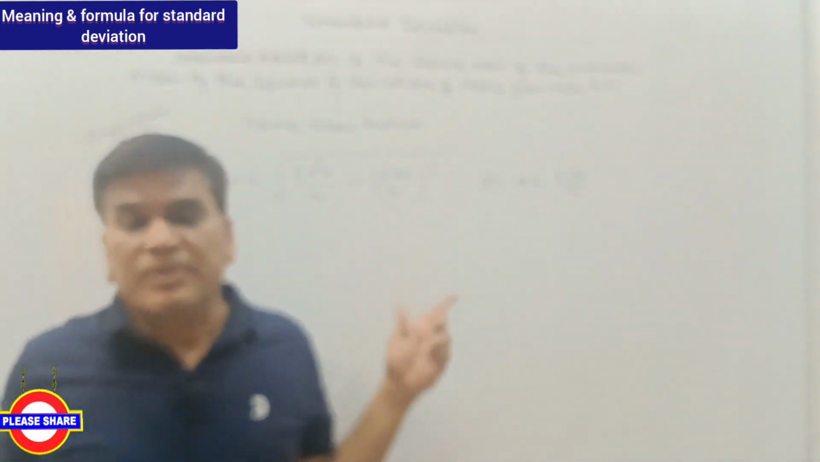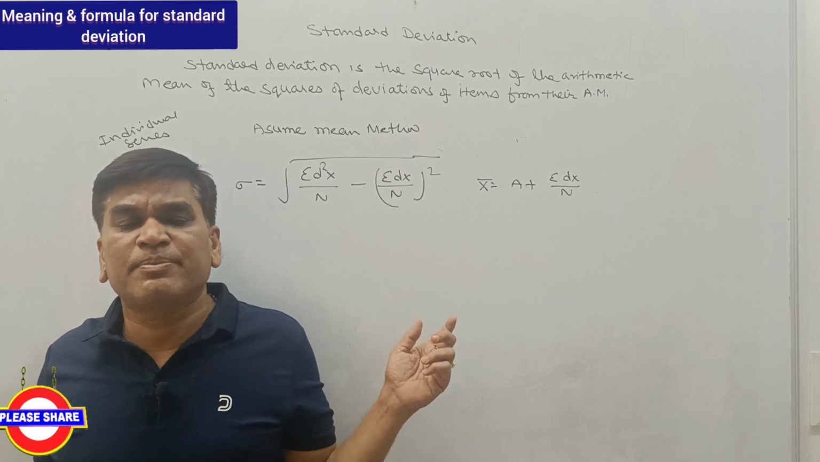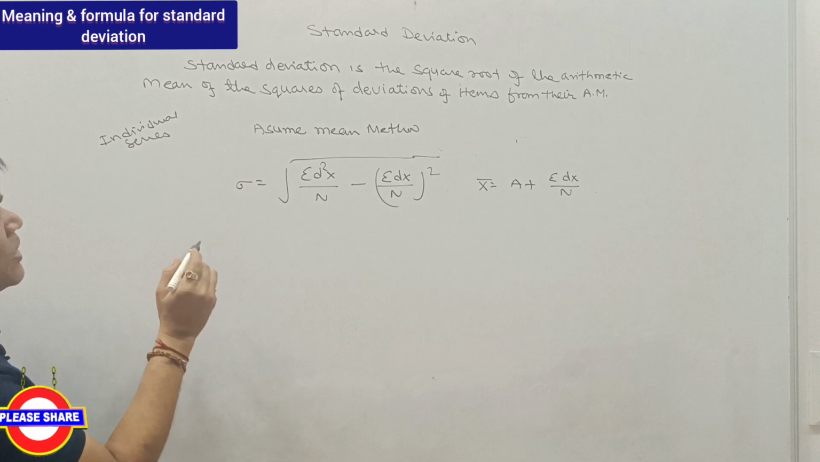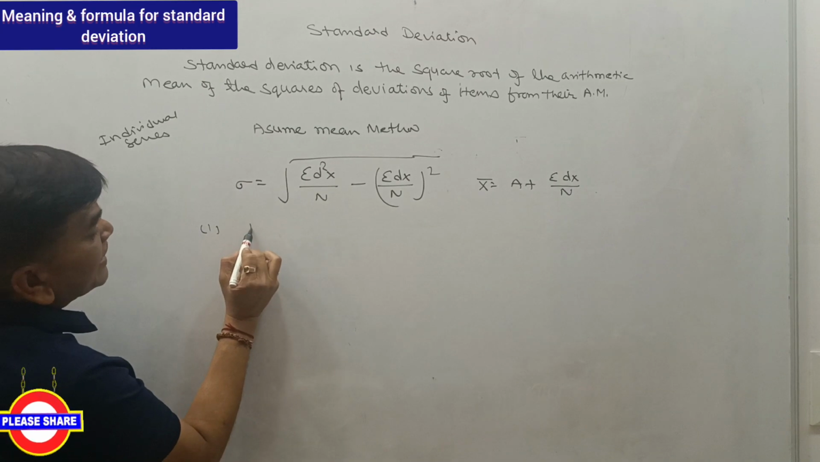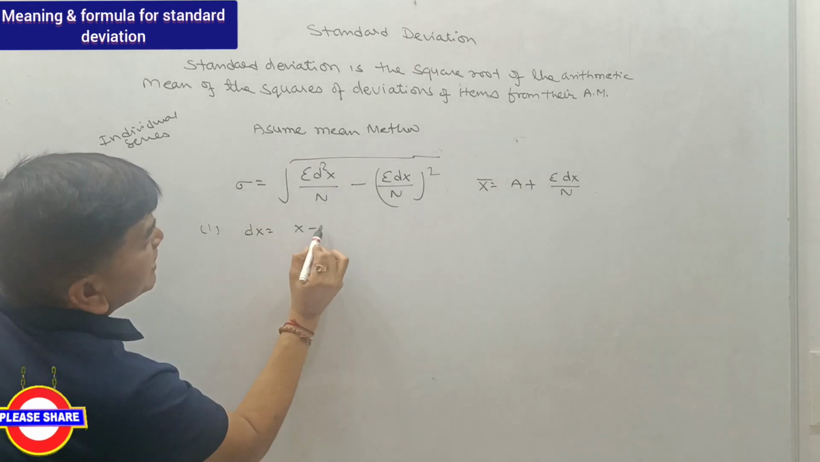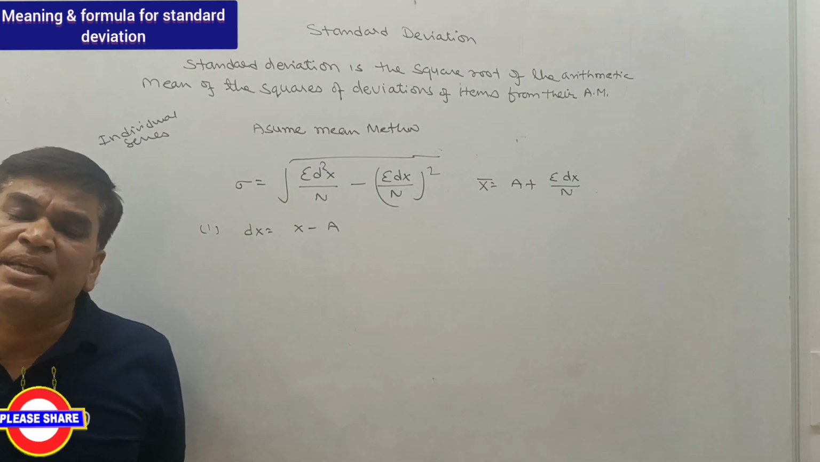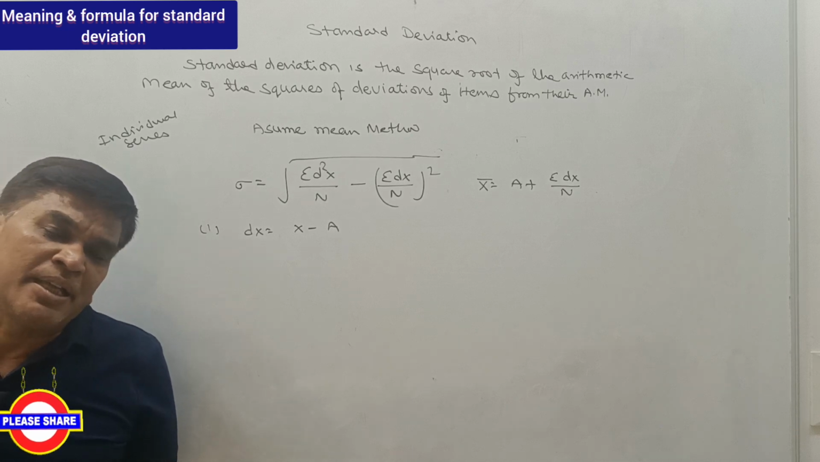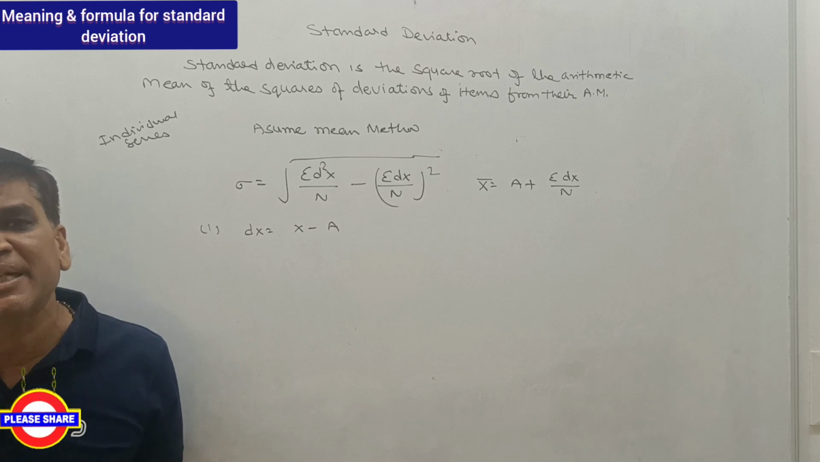It means the very first step, we will calculate x bar, which is assumed mean plus sigma dx divided by n. Here, the very first we will have dx, that is x minus assumed mean. Whatever you assume as the mean, we first get the deviation dx, that is the deviation taken from the assumed mean.